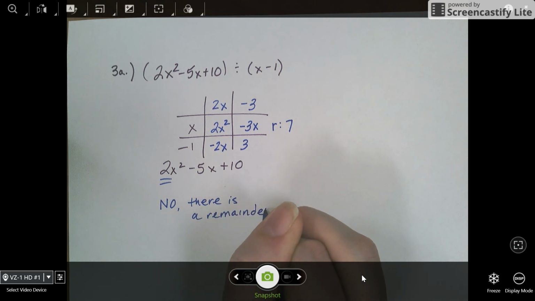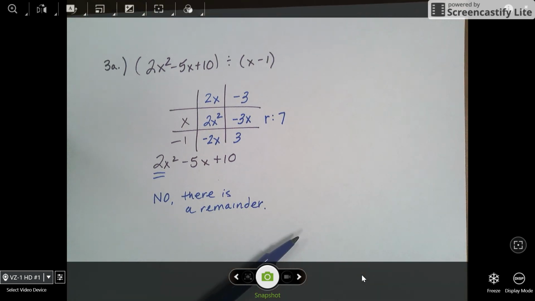Okay, you can go ahead and move on to 3b.